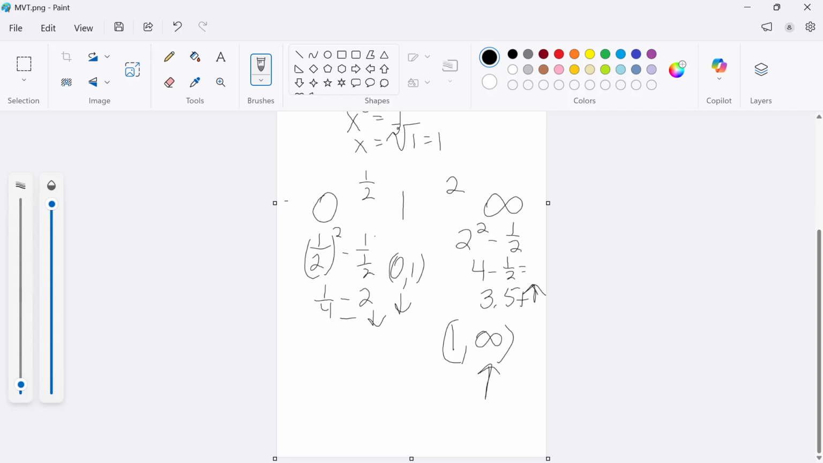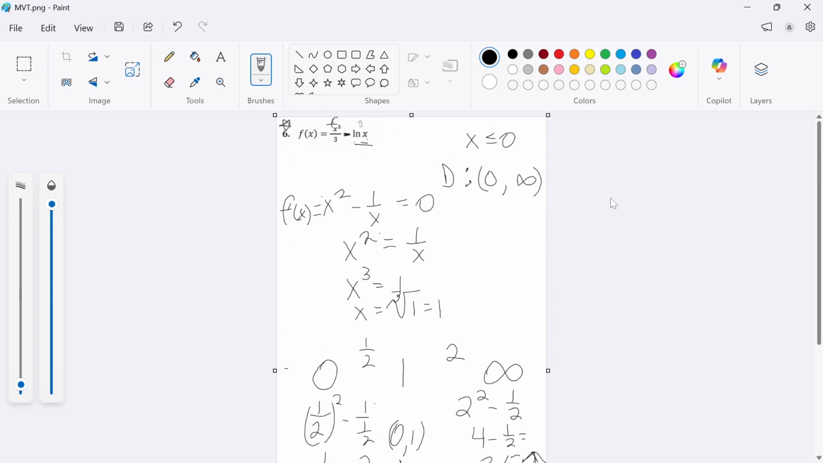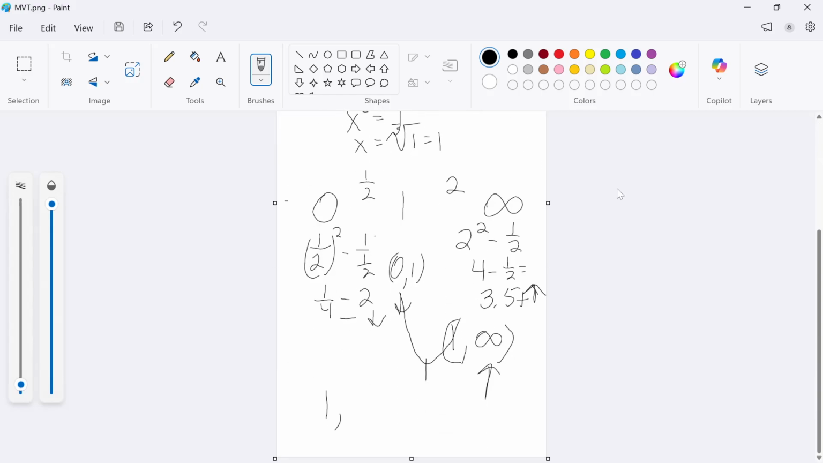And then the extrema: it's going down here and up there, and 1 is where the derivative is 0. So that is a local minimum. So 1, comma, and then I'll plug 1 into the original function. 1 cubed over 3 is 1/3 minus log of 1, which is 0. 1/3 minus 0 is 1/3. So 1/3 is the local minimum.